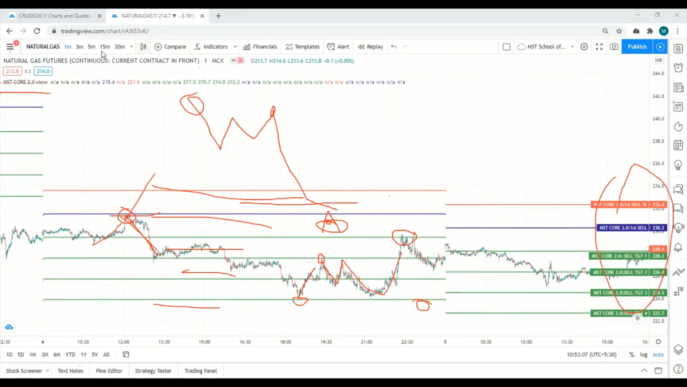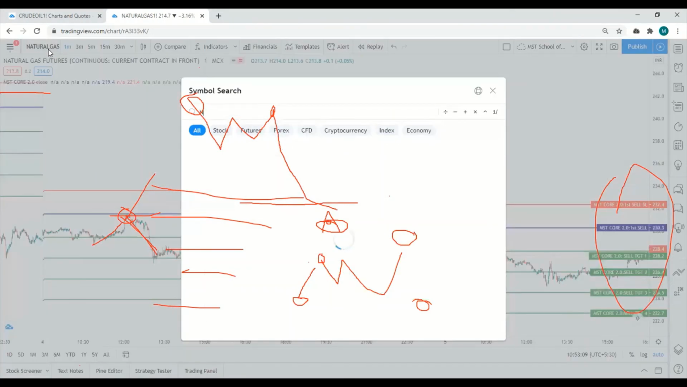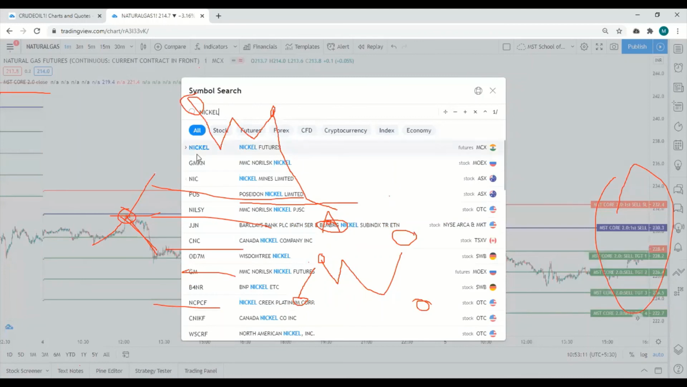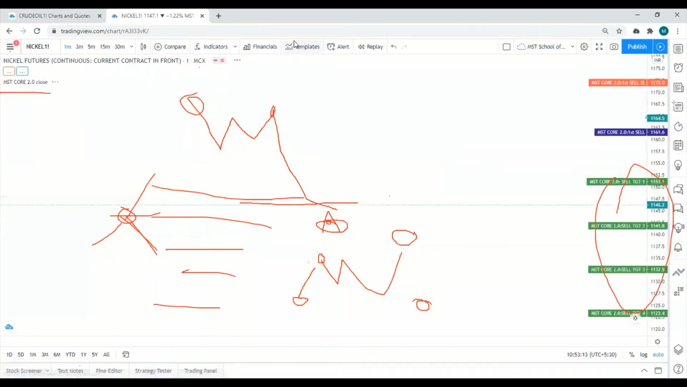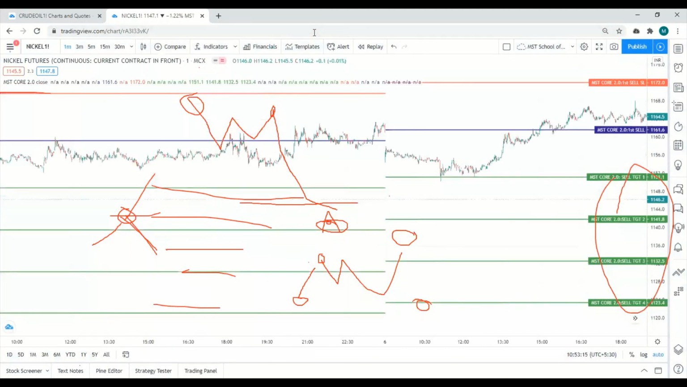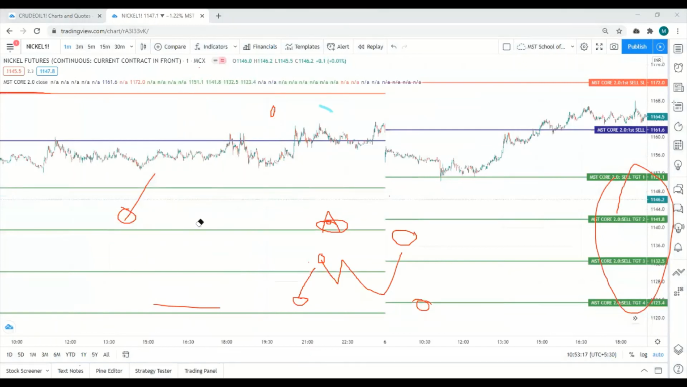And yesterday nickel also, I can show you. We are not trading in multiple script. That also I'm telling. We are trading limited script. So see here, sell activated. How many points? For nickel, 1 point is 1,500 rupees. So that you have to keep in mind.